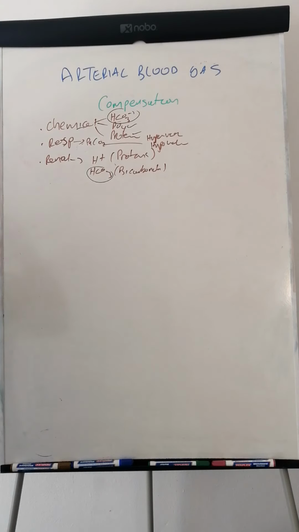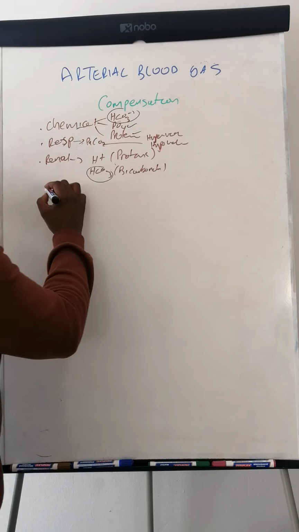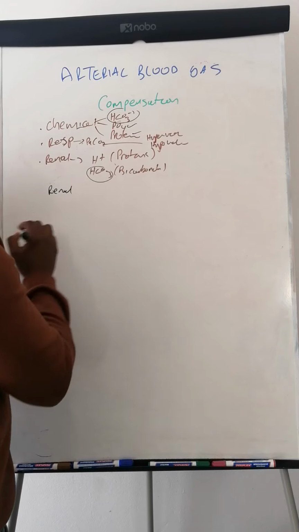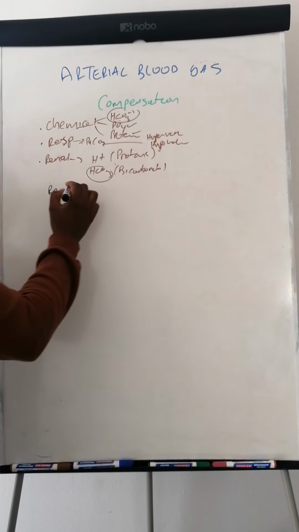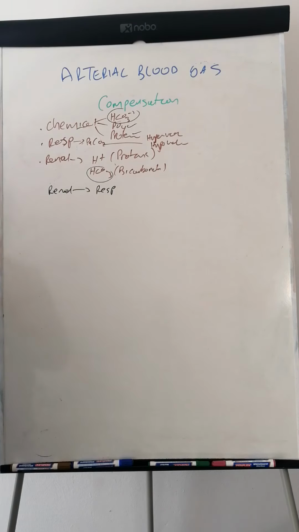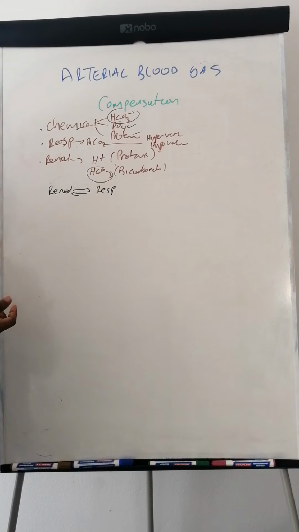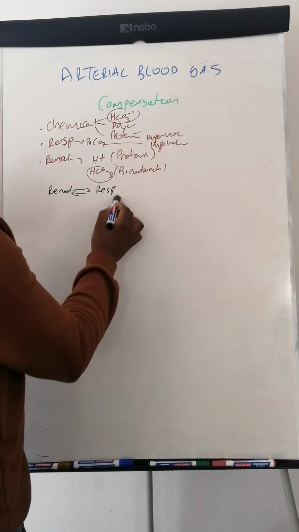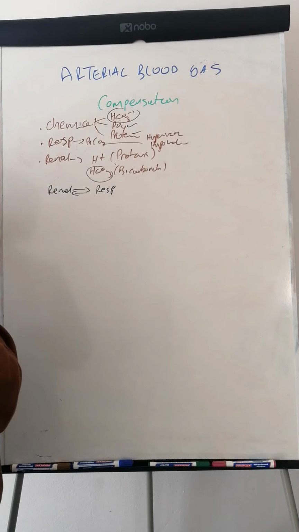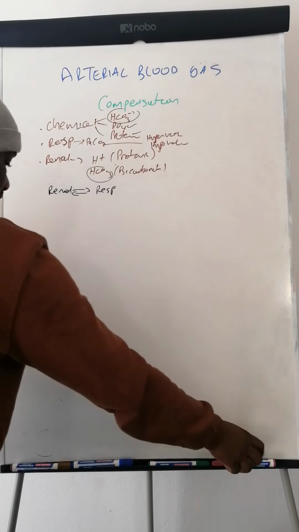Okay, so now that we've got that out of the way: when you've got a renal acid-base imbalance, you expect your respiratory system to be the one that is compensating. Vice versa is also true. When you've got a primary respiratory problem, you expect your renal system to be the one that kicks in and tries to compensate. Okay, let's do examples so that you can understand it.